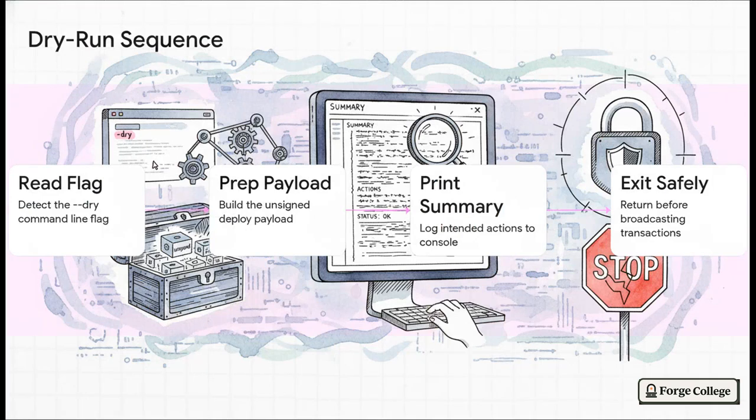For it to work properly, your dry run script needs to follow a very specific sequence. First, it reads a simple command line flag, like --dry. Next, it prepares the unsigned deployment payload. Third, it prints out a crystal clear summary of that payload right to the console. And finally, and this is the important part, it safely exits before broadcasting anything. It's literally the ultimate look-before-you-leap mechanism built directly into your code.